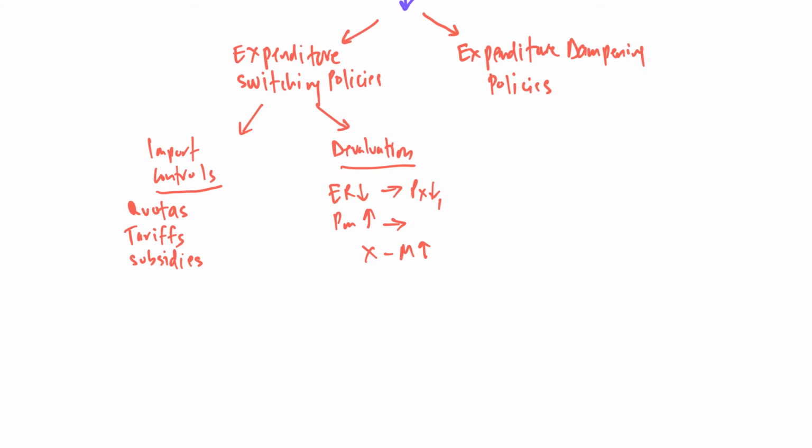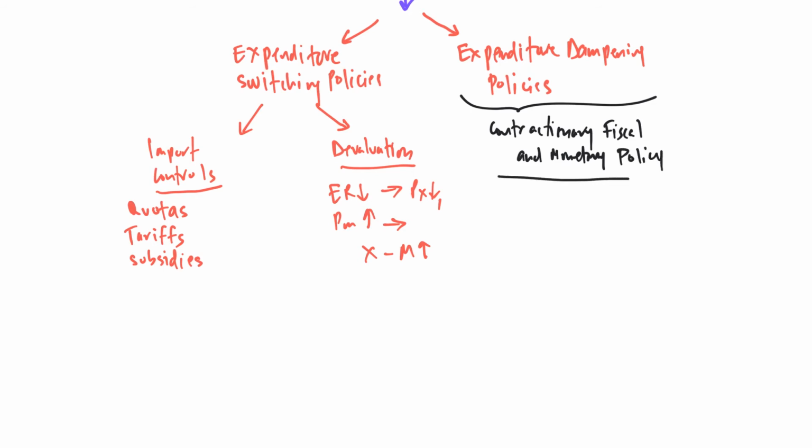On the other hand, your expenditure dampening policy may contain what we call contractionary fiscal and monetary policy, which have been discussed in detail. But I want to talk about how contractionary fiscal and monetary policy is used in the context of import control. So let's talk about that. Basically, if the government decides to use expenditure dampening policy, let's say fiscal policy, we're trying to either reduce government expenditure or increase taxation so that, for example, AD may fall. A fall in AD will cause GDP to fall.